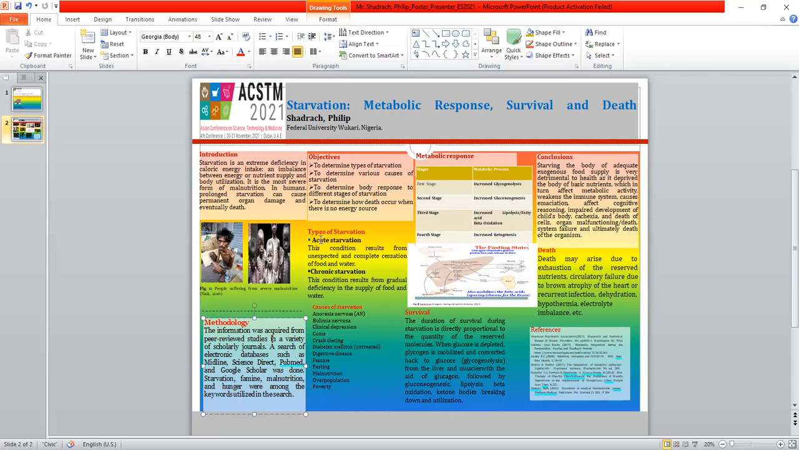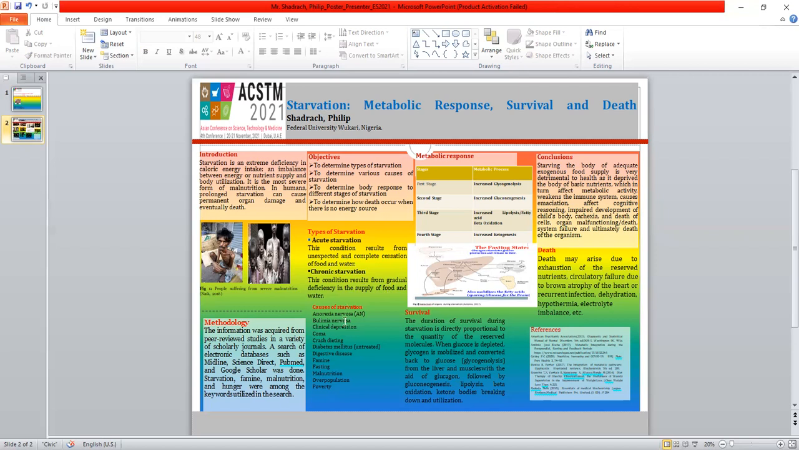Types of starvation. There are basically two types of starvation, which are acute starvation and chronic starvation. Acute starvation results from unexpected or sudden cessation of food and water. The cessation of food and water in this condition is complete, while chronic starvation results from gradual deficiency in the supply of food and water.